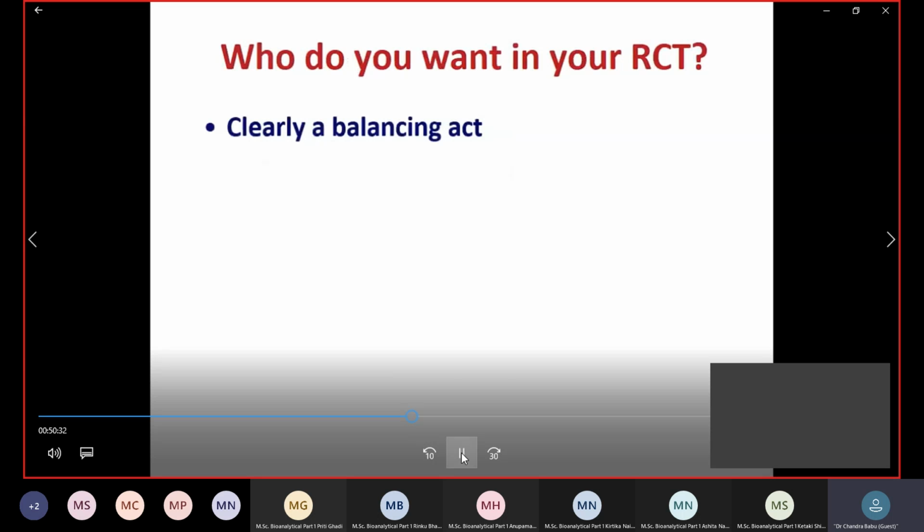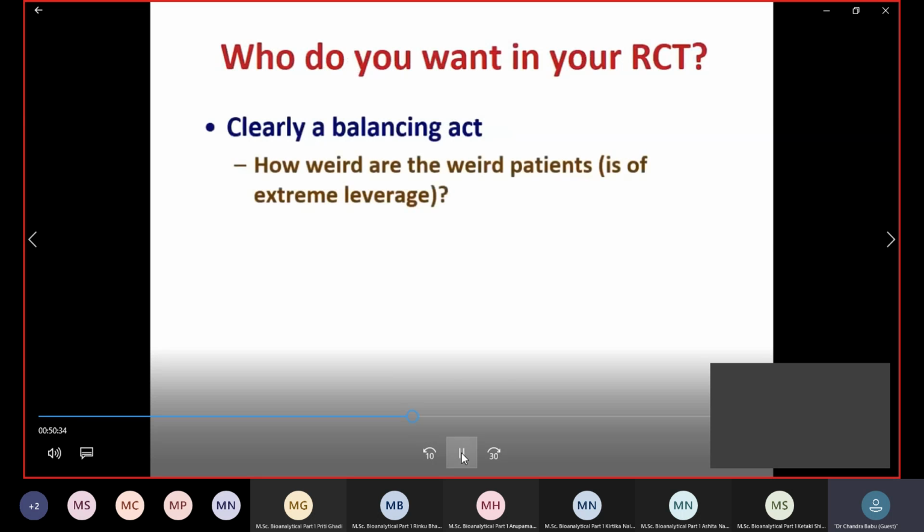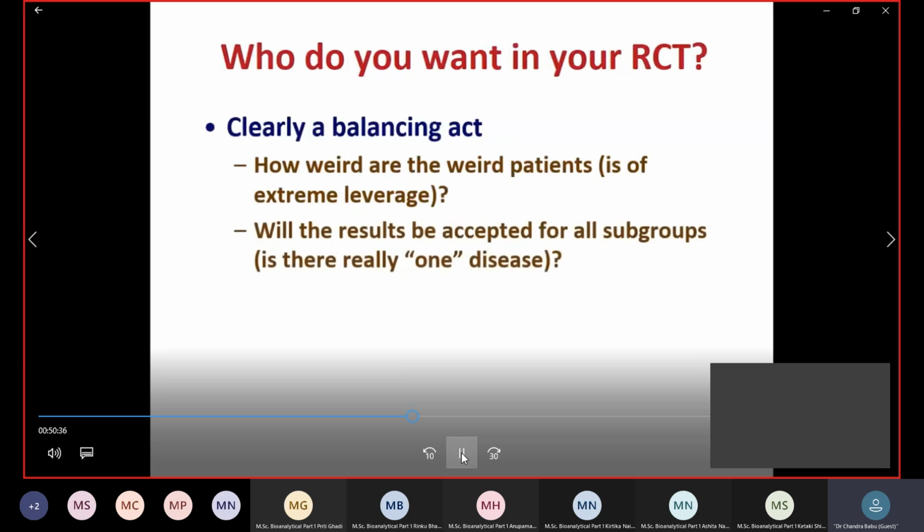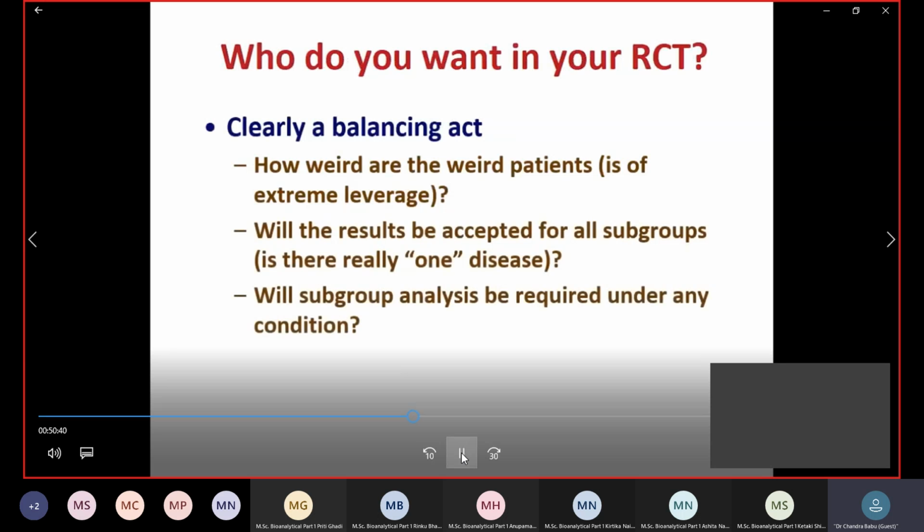But that's what I believe. Anyway, so who do you want in your trial? Clearly a balancing act. How weird are the weird patients? Can the results be accepted for all subgroups, or is it really just one disease? Will subgroup analysis be required under any condition? You just have to use good judgment.